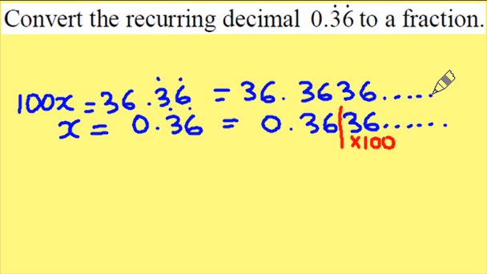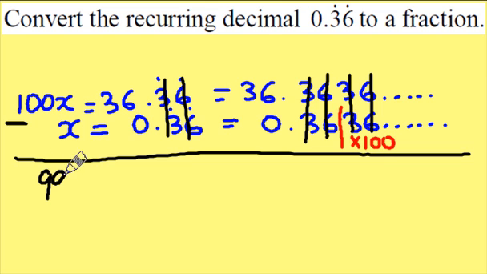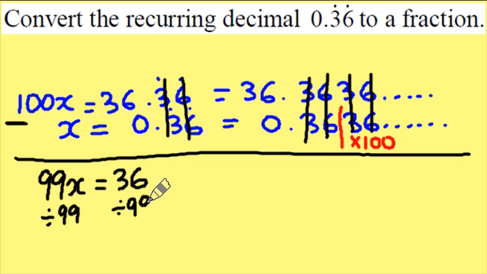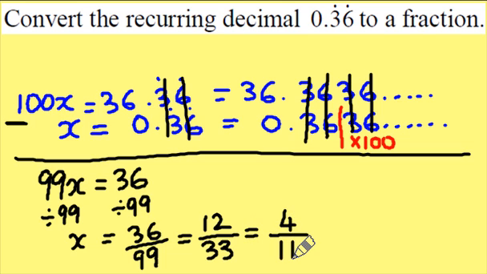36.3636 going on forever. Subtracting the top from the bottom again removes the recurring components, leaving me with just 99 x's, which are equal to 36. Dividing both sides by 99 gives me a fraction which may not be in its simplest form, so just have to check if both of them are able to simplify. Dividing the top and bottom by 3 gives me 12 out of 33, and dividing by 3 once more is 4 over 11.